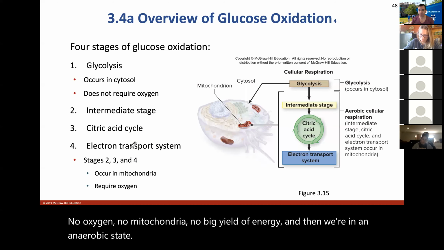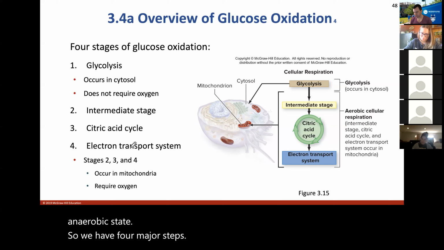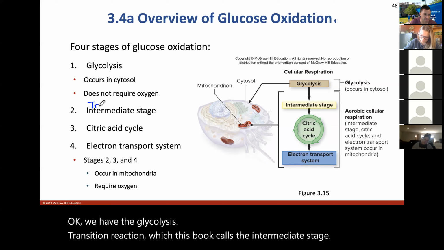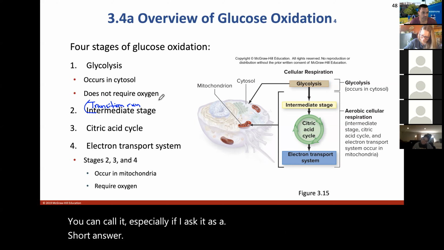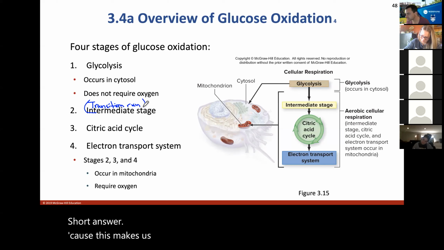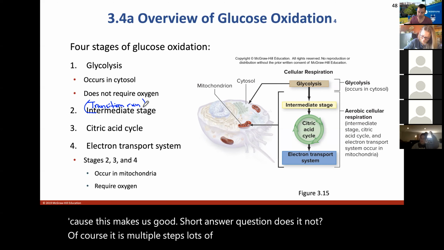So we have four major steps in the formation of ATP. We have the glycolysis, transition reaction, which this book calls the intermediate stage. You can call it either, especially if I ask it as a short answer, because this makes a good short answer question, does it not? Of course it does. Multiple steps, lots of stuff. You can easily screw it up.